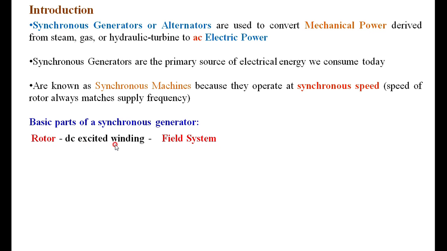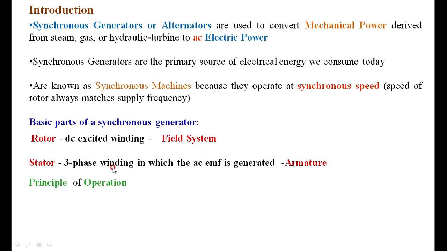It consists of a DC excited winding and the poles, and in the stator we have a three-phase winding in which the AC EMF is generated, which we call the armature. The stationary part is the armature and the rotating part is the field system.